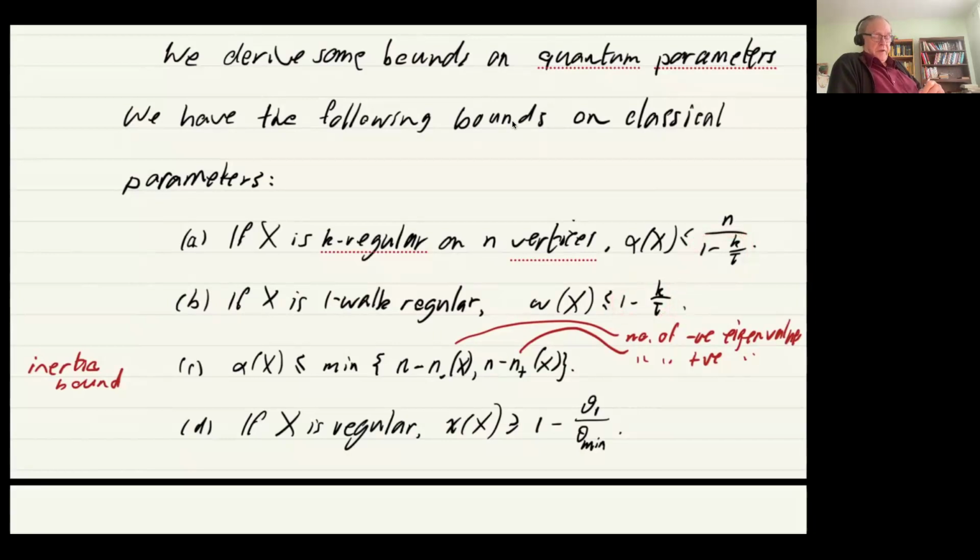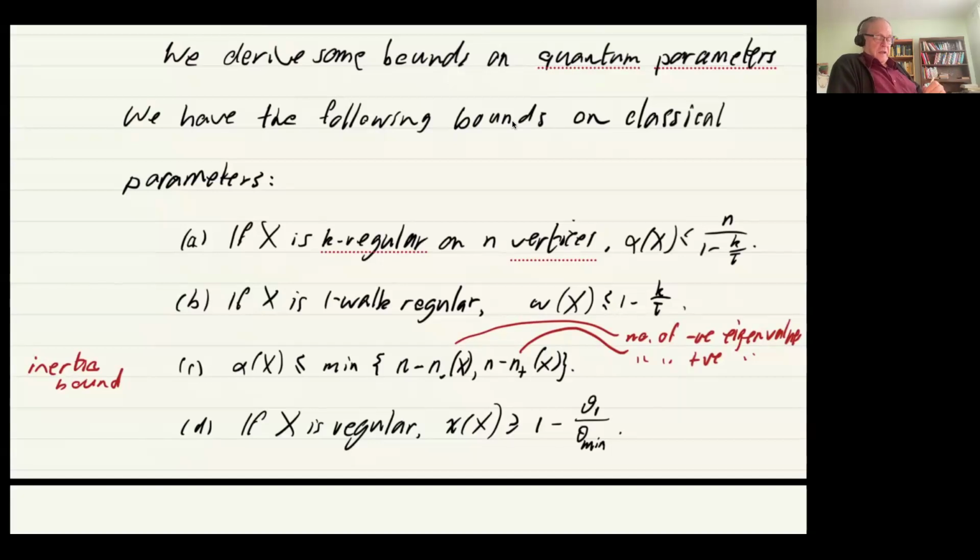And so that's why I refer to these as ratio bounds. Now, it is interesting that although these bounds are closely related, we know that if the graph is a K graph, then alpha(X) times omega(X) is less than or equal to n. And so this will tell us that if the graph is one walk regular, then alpha(X) times omega(X) is less than or equal to n, which is a weaker result than what's actually true, but we won't go there.